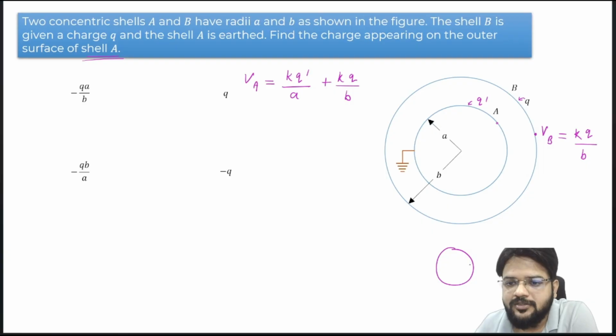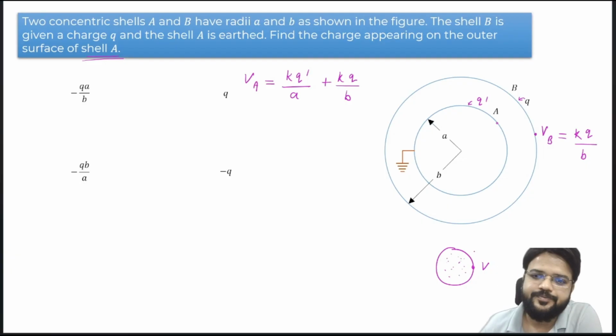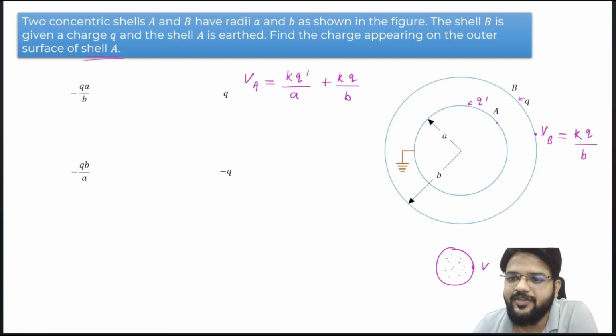If on the surface of the conductor the potential is, let's suppose, V. Let's suppose we have one conductor, and on the conductor surface the potential is V. The same amount of potential is present everywhere inside this conductor. Correct? This thing we know. That's why on the surface we have KQ by B. So the same potential is present on the surface of A also, due to this B cell.